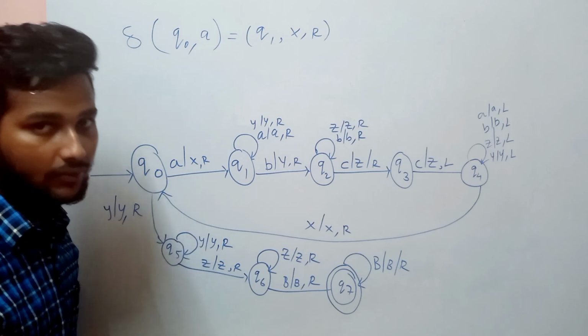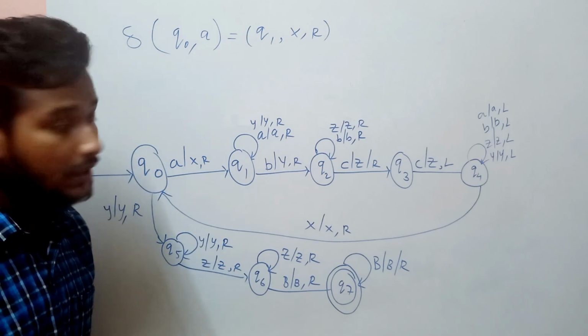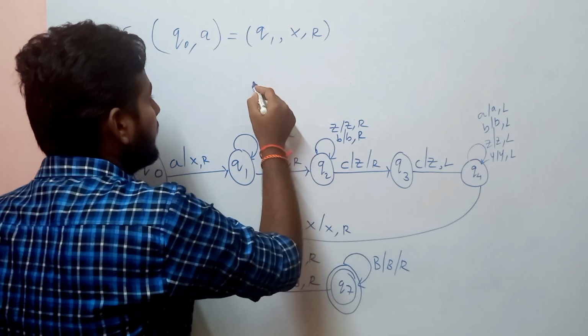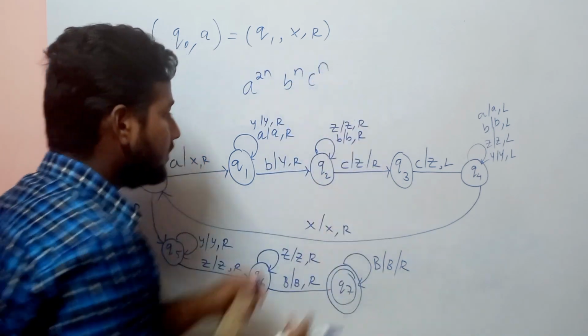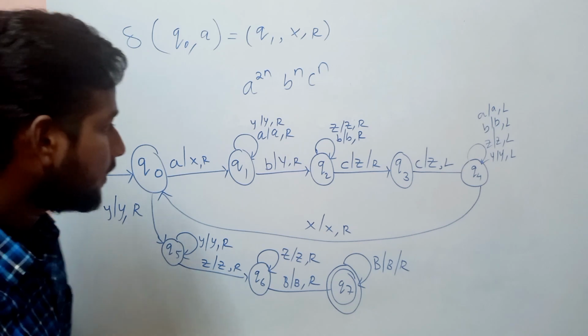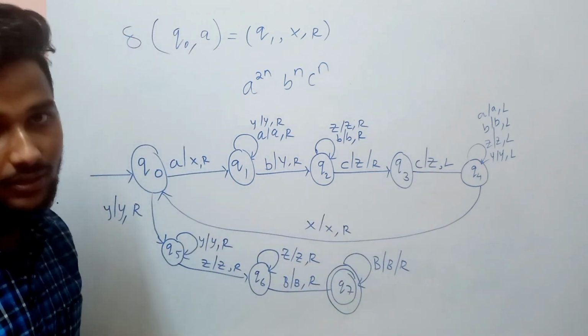This is the diagram for the Turing machine for A power n, B power n, C power 2n. In a similar way, A power 2n, B power n, C power n also looks the same, but this part, as A, comes under this starting.